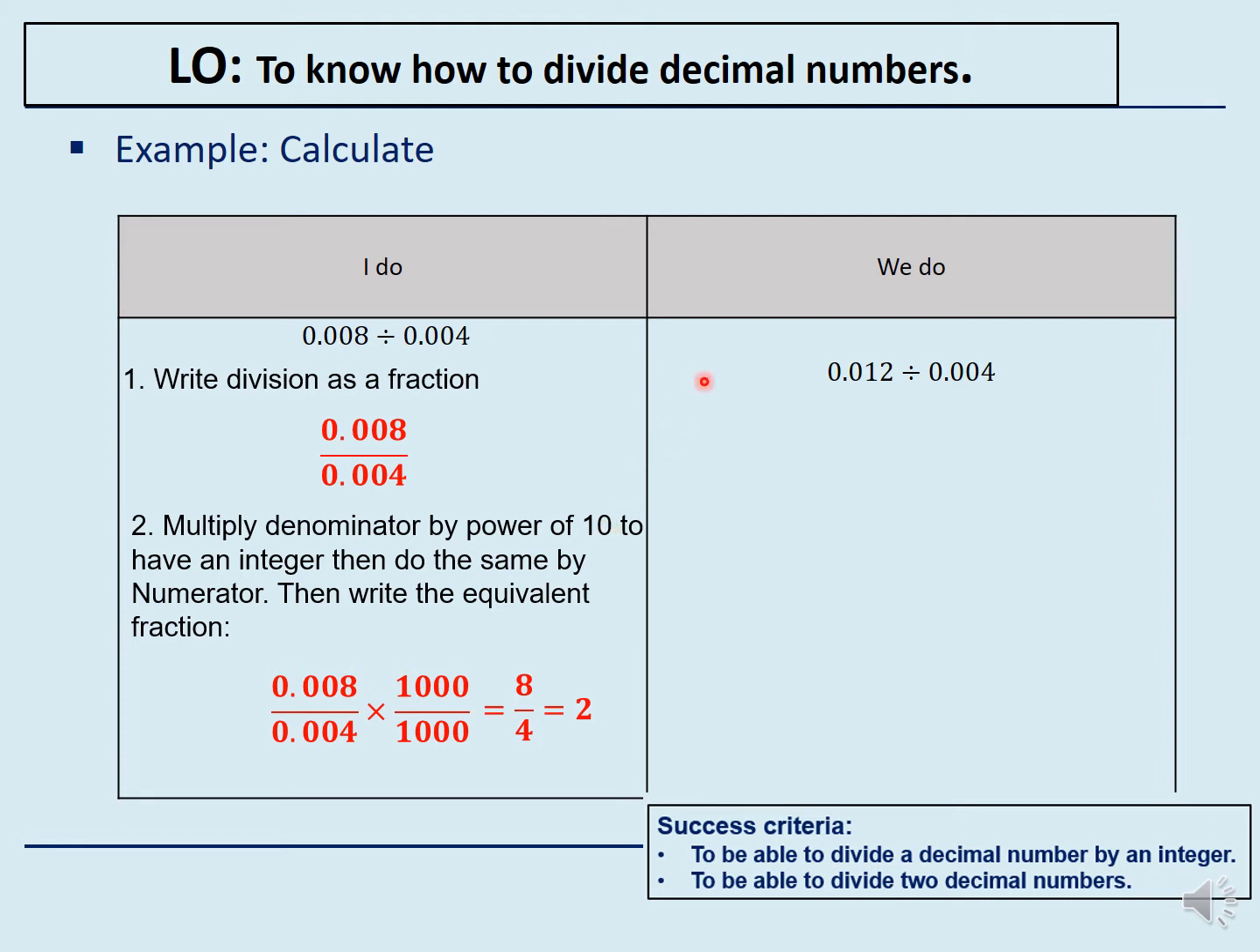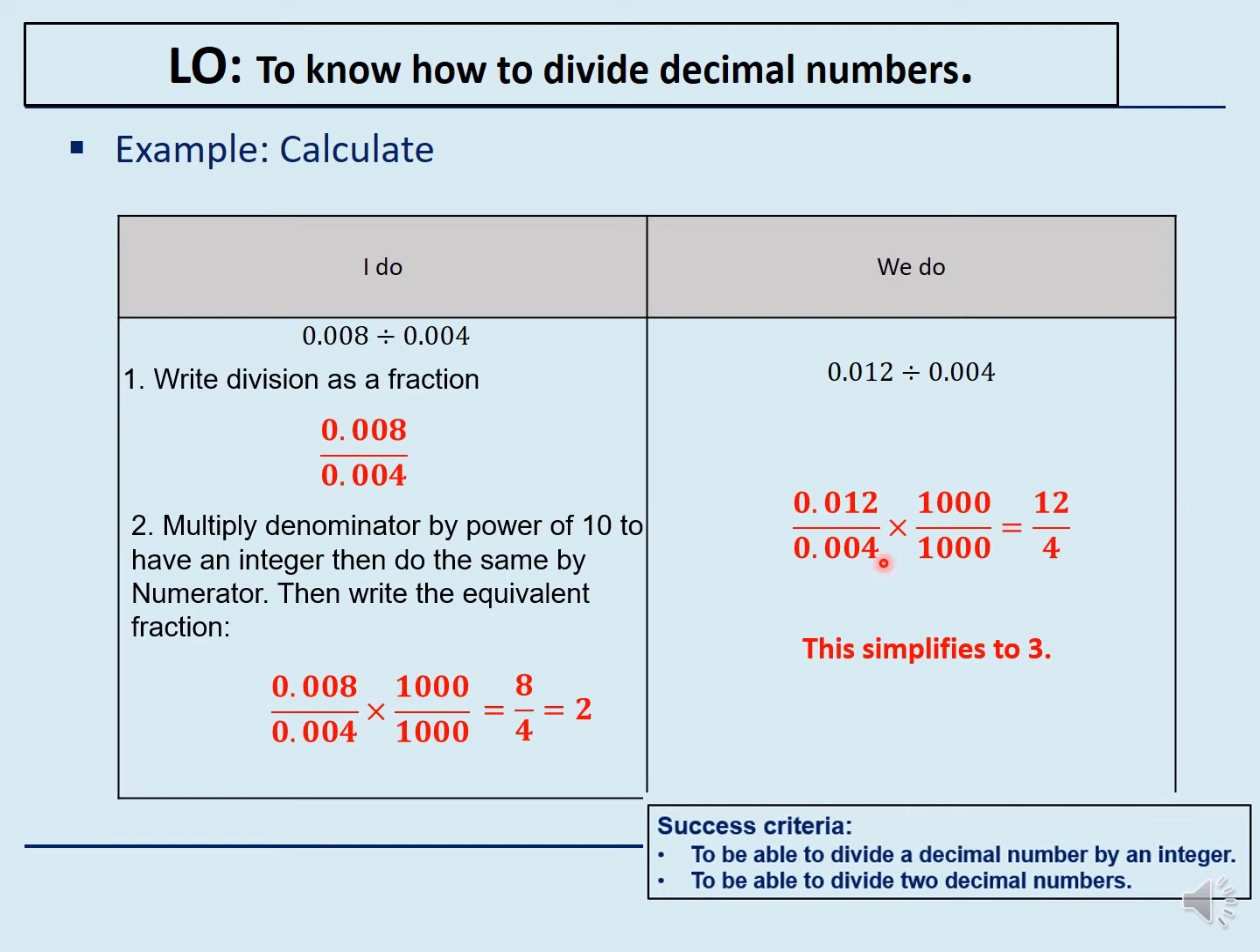Okay, let's go through the answers together. As we said, the first step was to write them as a fraction. So if I write that division as a fraction, I have 0.012 divided by 0.004. Then I check how many decimal places I have on the denominator. I only care about the denominator. So I just check how many decimal places I have in the denominator because I just need to get rid of the decimal places on the denominator.